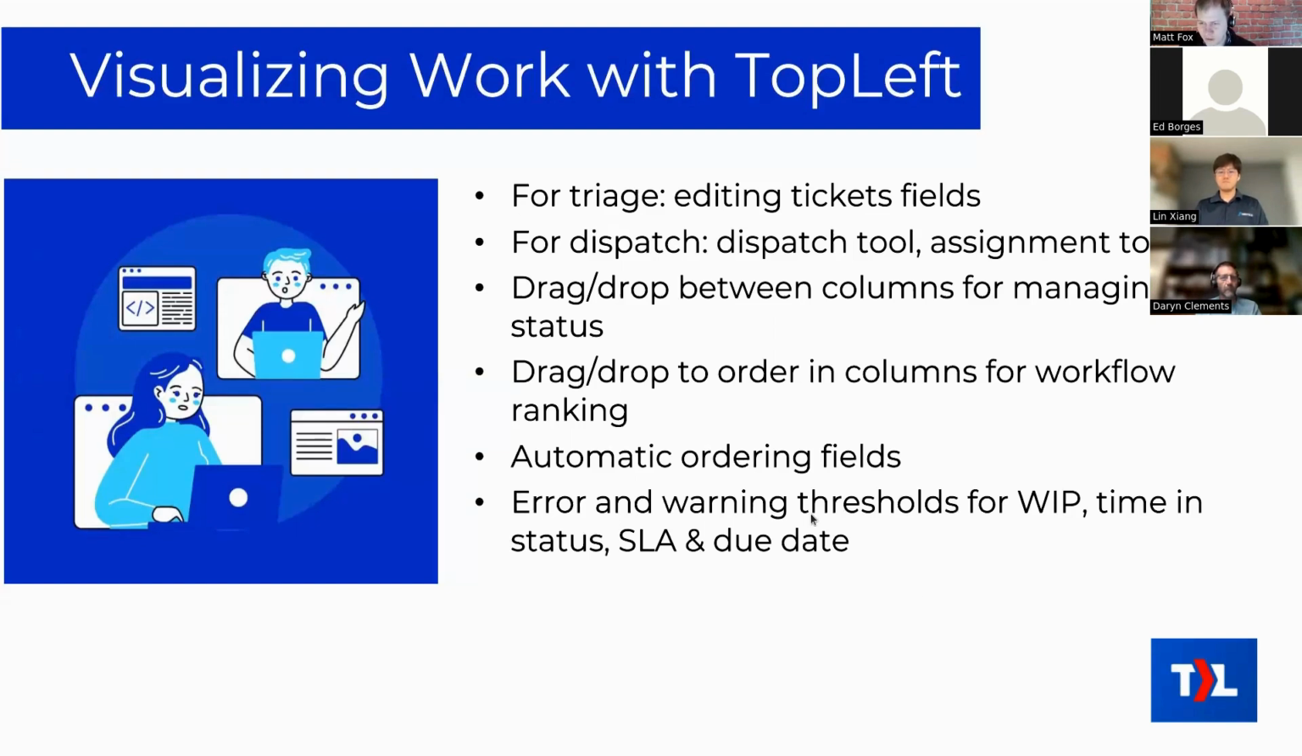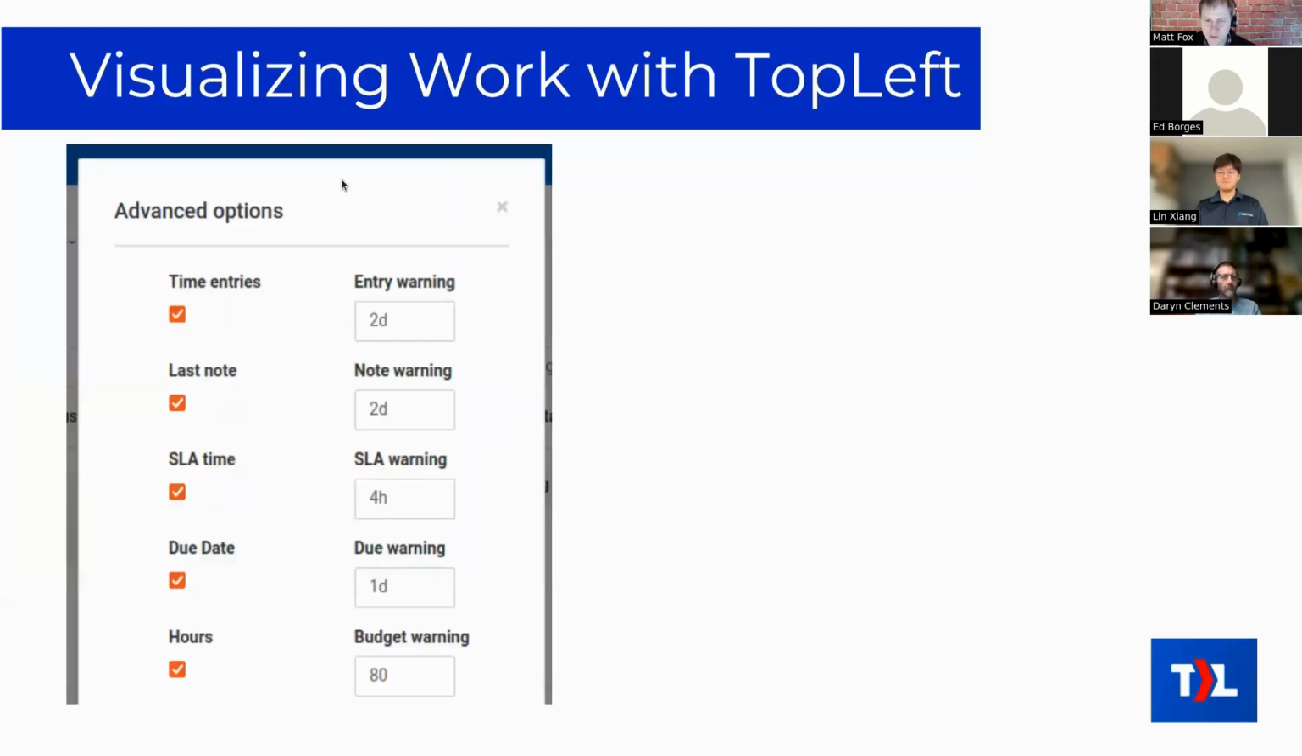Those are all useful. I do have a screenshot here. So this is how you'd set up some of those things. This would be in the column editor when you're editing a board and you're editing the columns. Each column has an advanced set of options, and this is how you set those up. You can set a warning here. This would be an example where if a ticket doesn't have a time entry within the last 2 days, because I wrote 2D, then that would be considered an error and it would show up with a red tag.